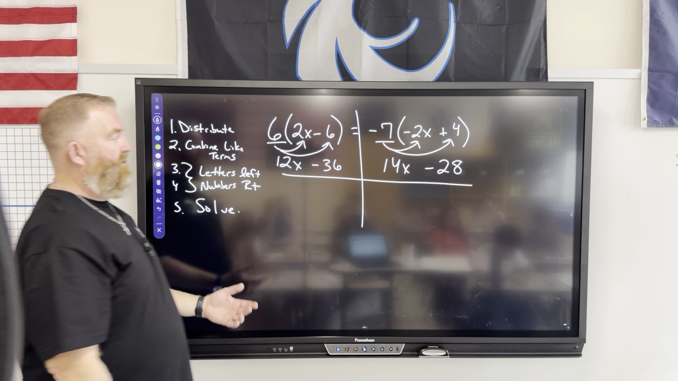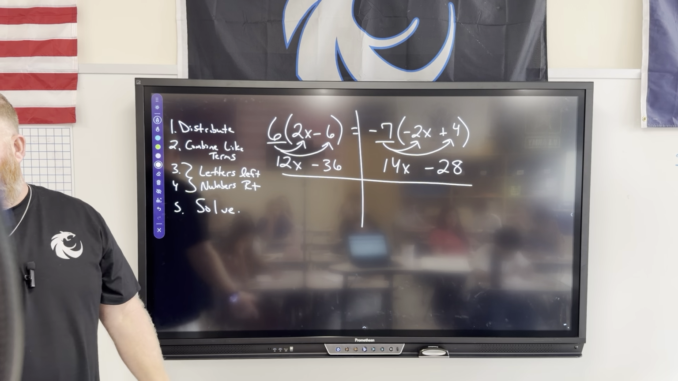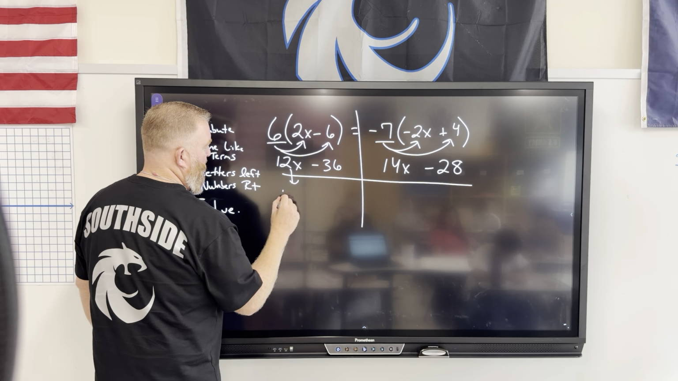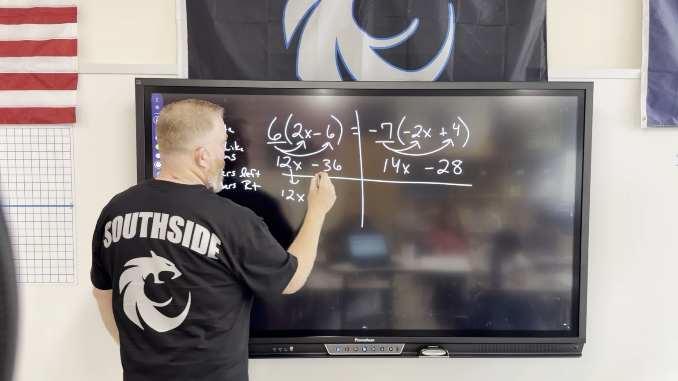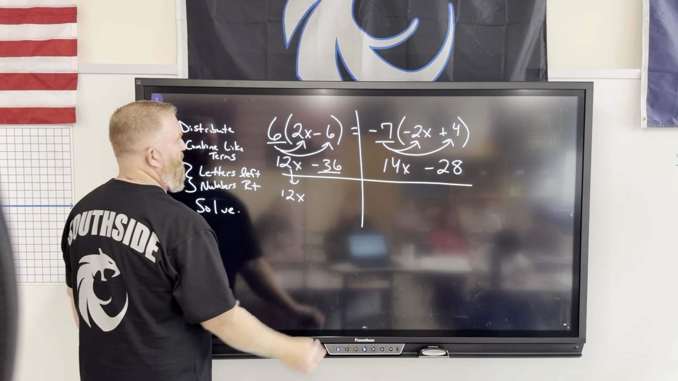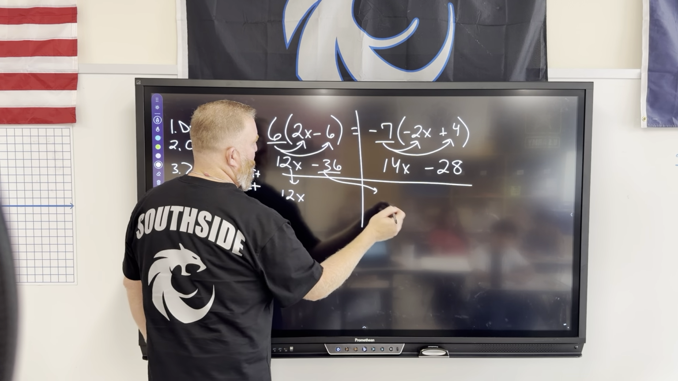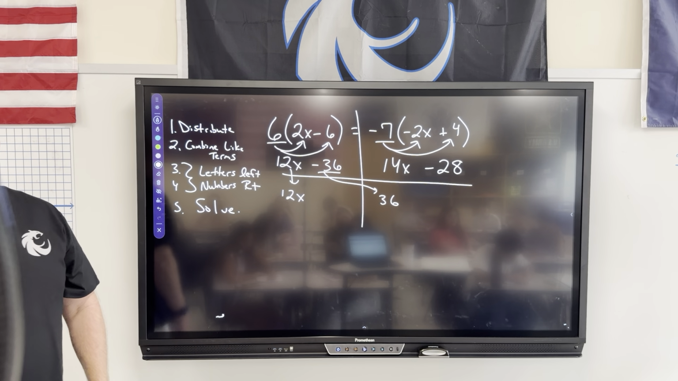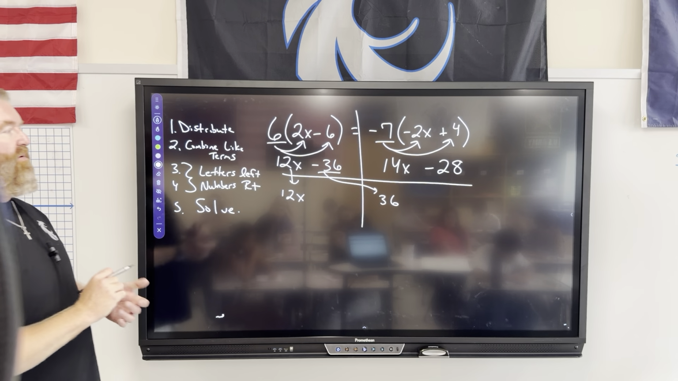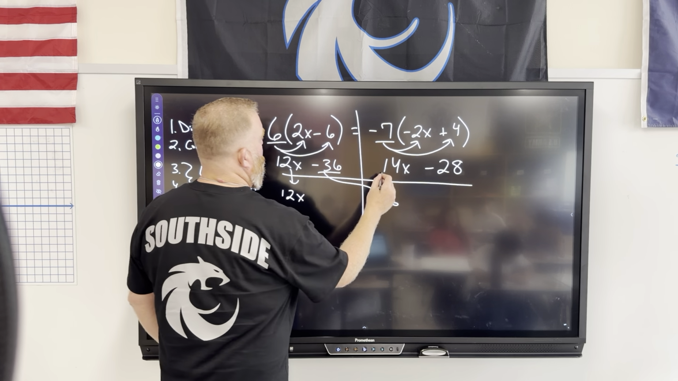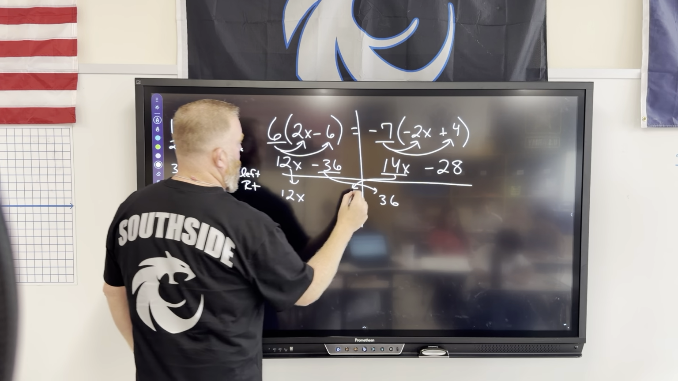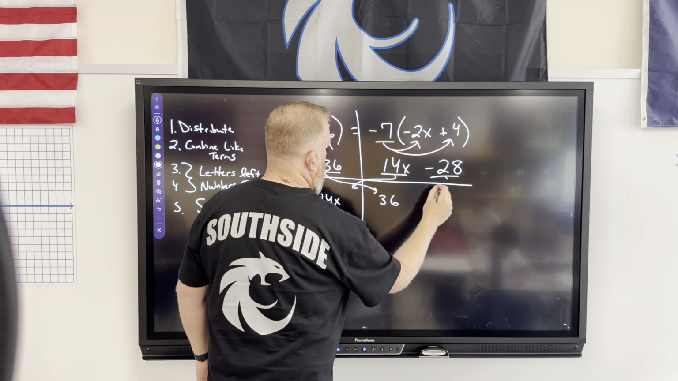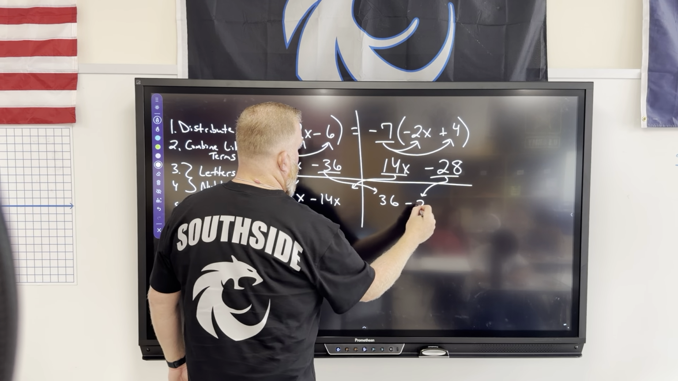Letters left. Numbers right. Good. So I've got 12x. That stays here. Negative 36. What do I do? Move it to the other side and make it a positive 36. Correct? Cool. What about the other side? What do we do with the 14x? Move it over. Make it a negative 14x. And what do I do with this negative 28? Leave it here, negative 28.